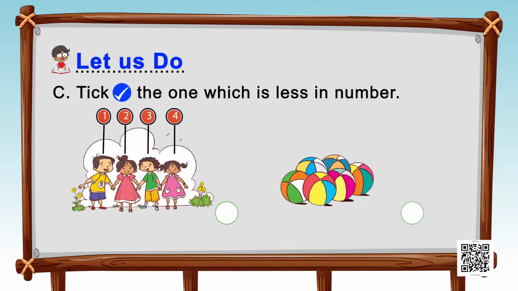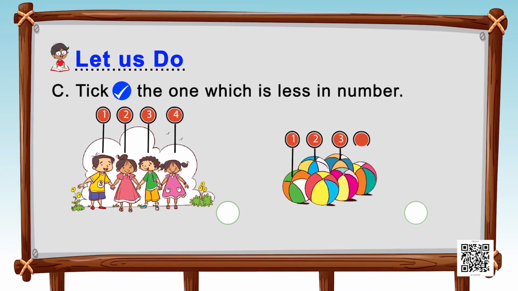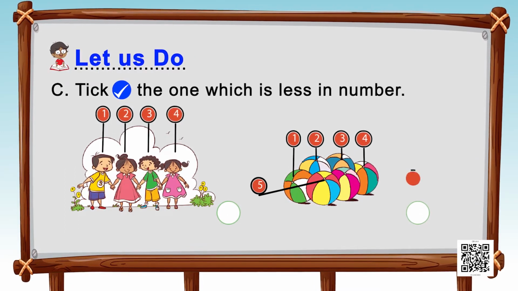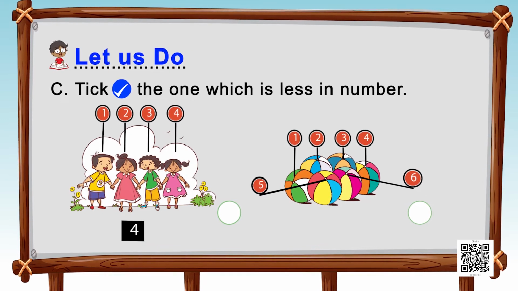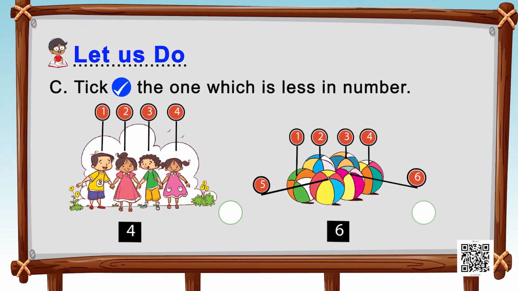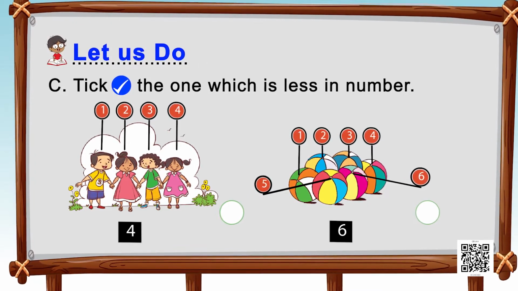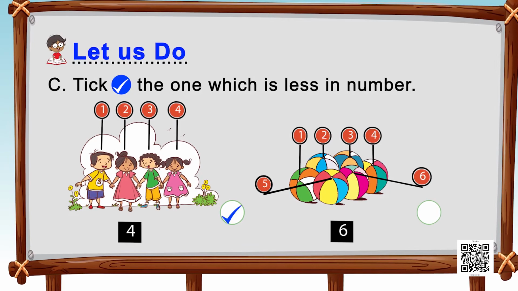Let's now count the number of balls we have. It is 1, 2, 3, 4, 5, 6. So we have 4 kids and 6 balls. Which is less in number? Yes, you're absolutely right. It is 4 kids. So we put a tick there.